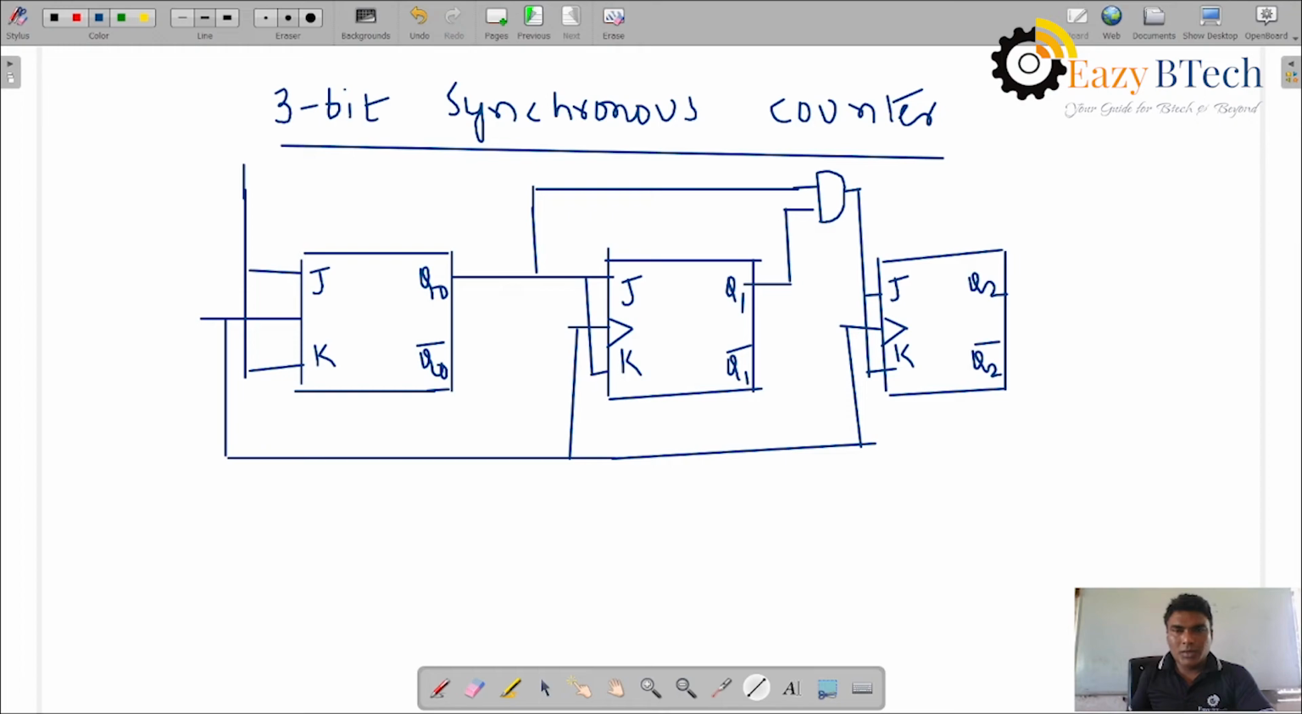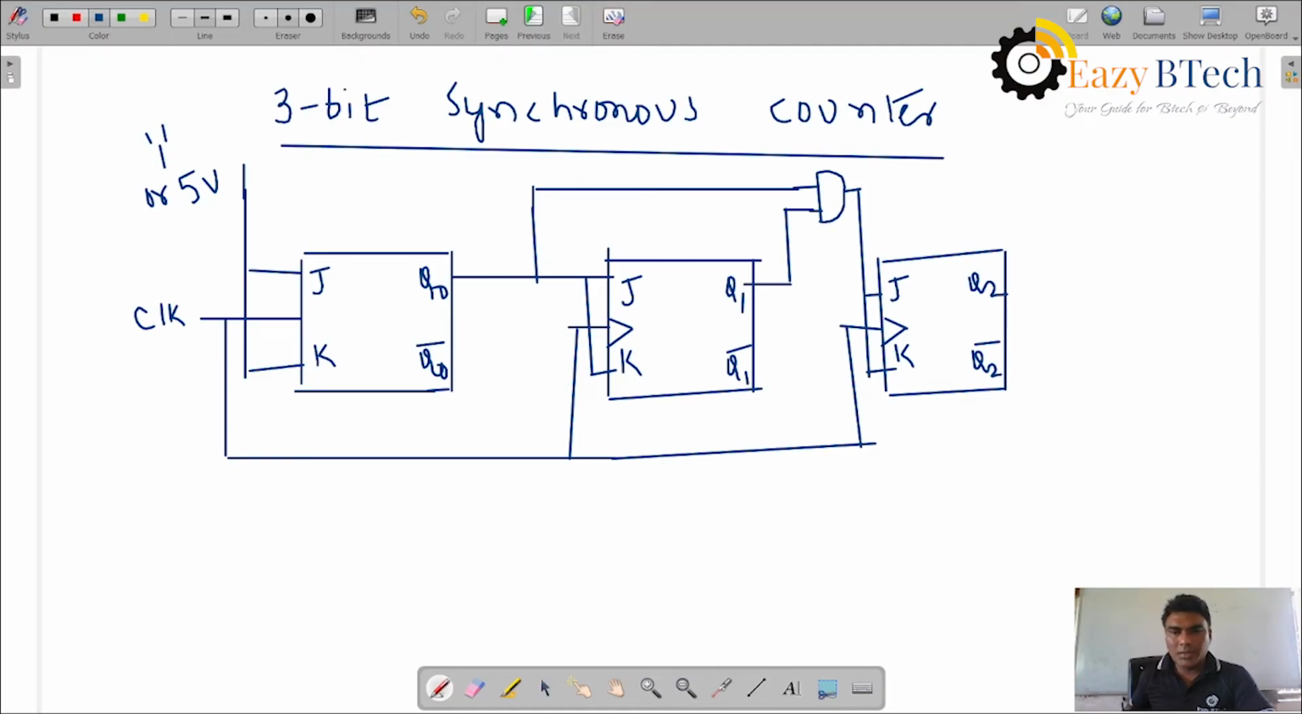We will come to the J and K inputs. The first one is high, or 5 volts, it is connected. So the clock pulse is applied, and as per that Q0, Q1, Q2 change. The AND gate is here.